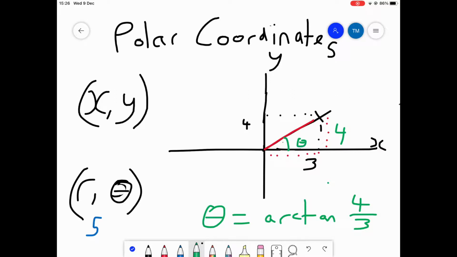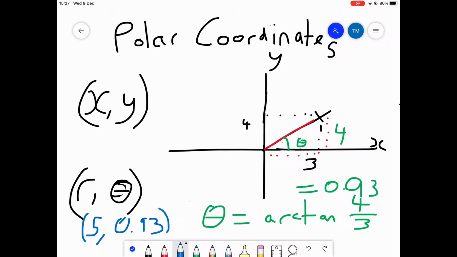just give me a second, 0.93. So yeah, there's our polar coordinates. We have 5 being r and the theta being 0.93.